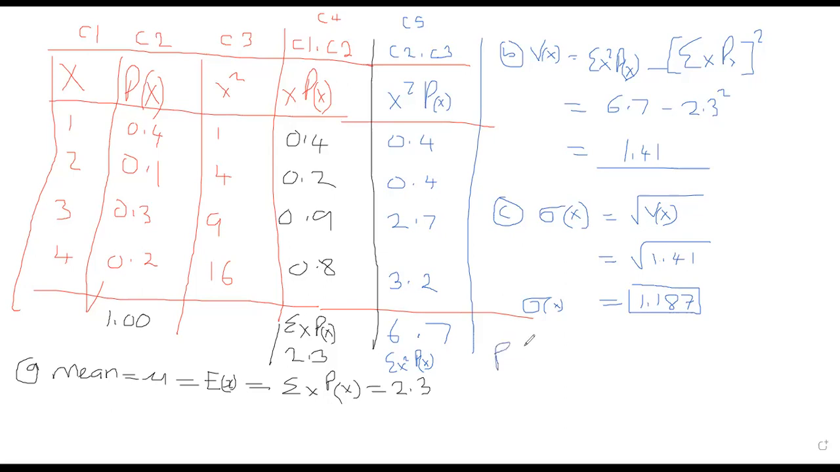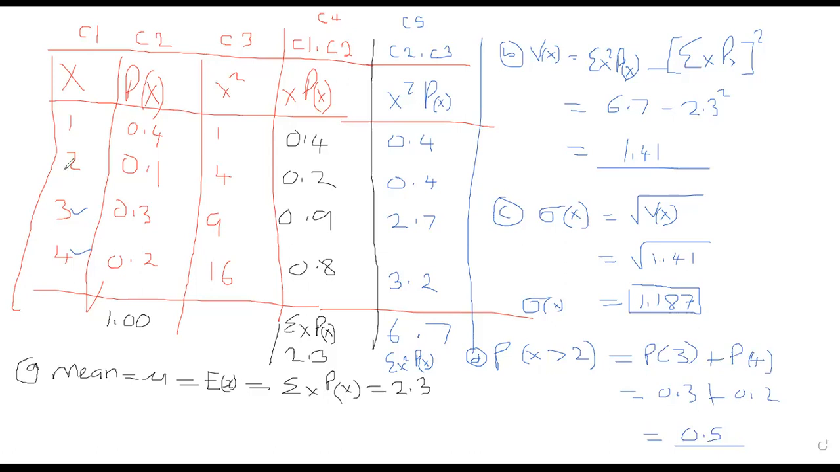Then part D, you'll be asked to find the probability of x is greater than 2. So you go to the values of x, which values are more than 2. It is probability of 3 and probability of 4. So the probability of 3 plus the probability of 4. So what is the probability of 3? 0.3. And what is the probability of 4? 0.2. When we add these two, we get 0.5. That is the probability of x greater than 2.